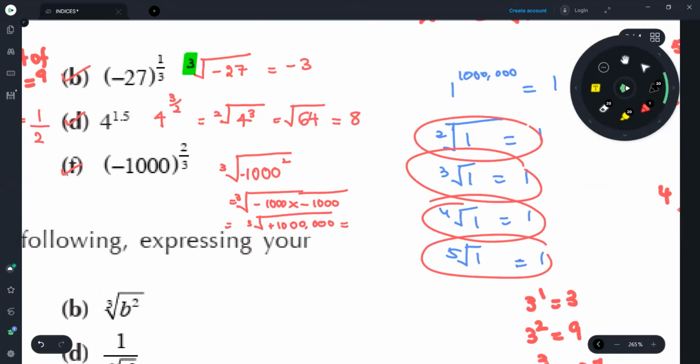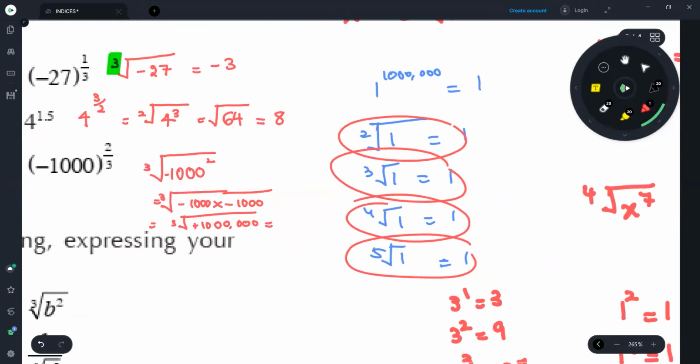Without using a calculator. Is it 1000? No. 1000 will be the square root. 100 is the correct answer. Very well done. It's 100. 100 is my final answer. Okay.